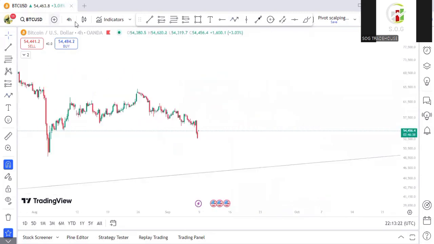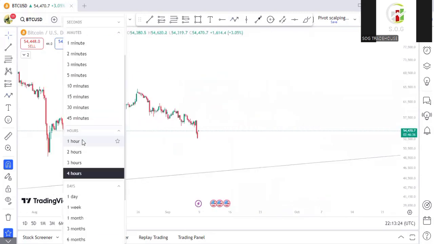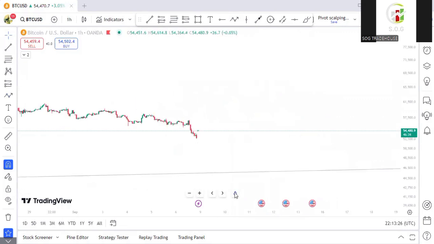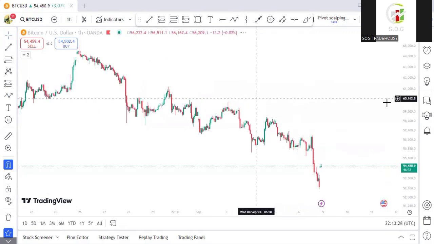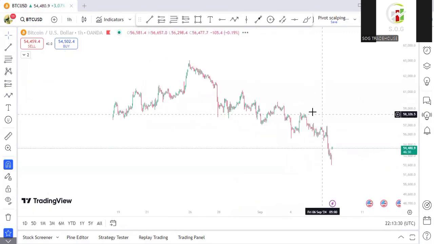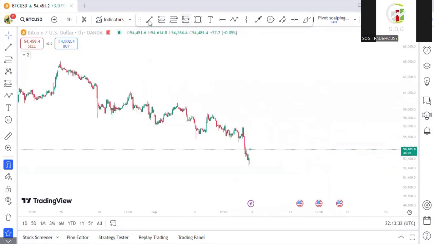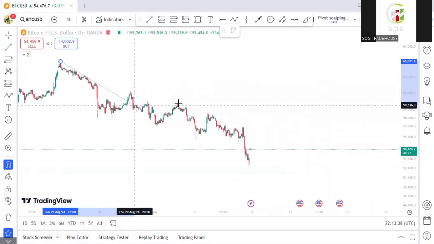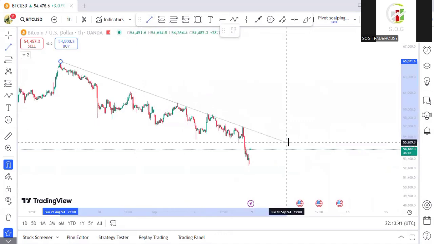So we have to go down to the 1 hour time frame to see if we can connect any trend line on the 1 hour time frame. So I think it's more clearer on the 1 hour time frame. So on the 1 hour time frame, you can see there's a high here, and this high.